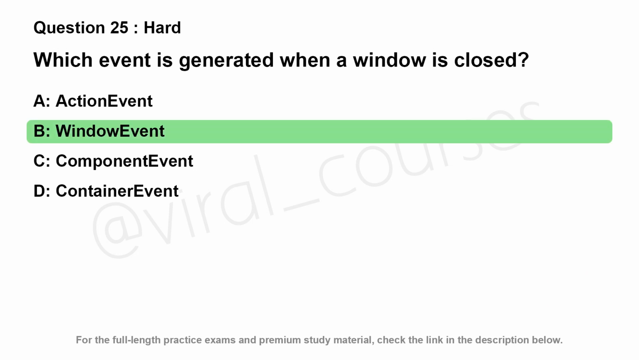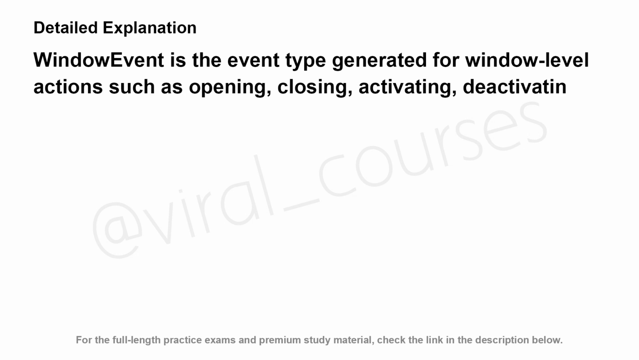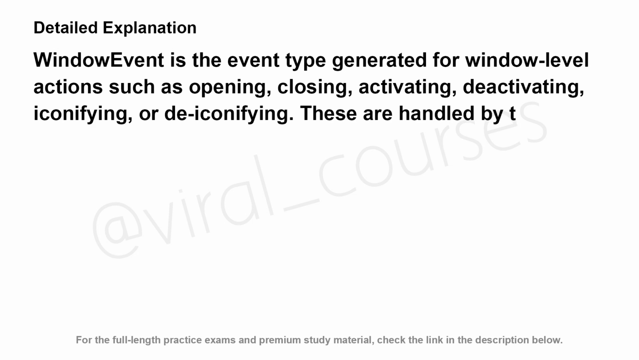The correct answer is B. WindowEvent is the event type generated for window-level actions such as opening, closing, activating, deactivating, iconifying, or deiconifying. These are handled by the WindowListener interface.